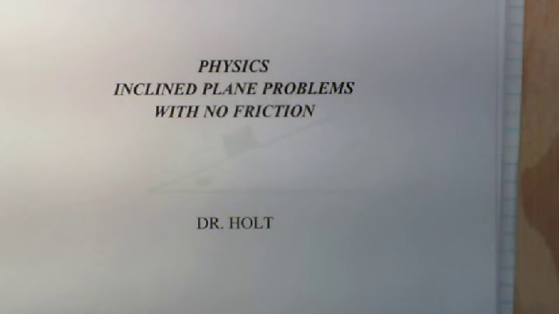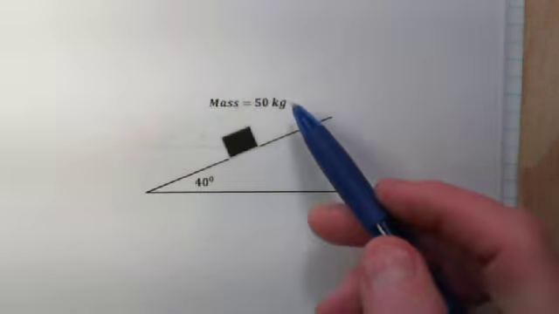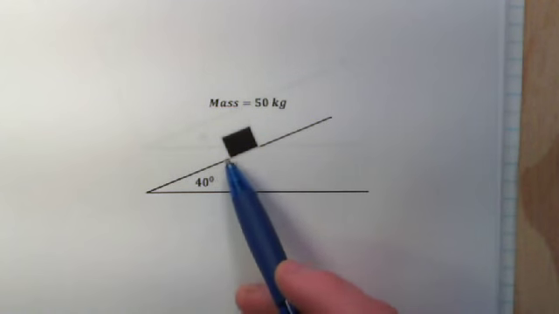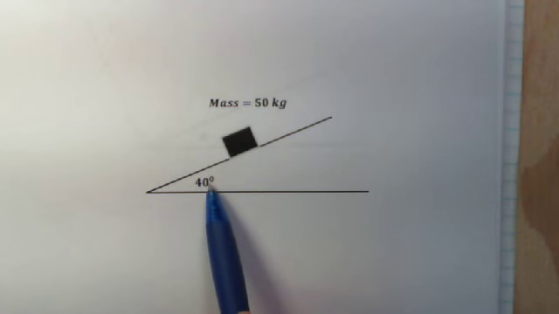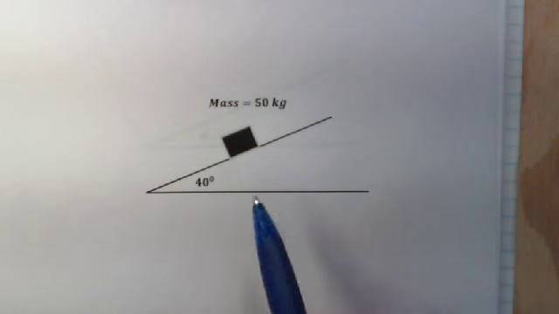Even when we get into friction, and I'll do another video on friction, it's really pretty much the same approach. The only difference is you've got to be a little bit more concerned about the normal force. So look at the problem here. I'm going to take a 50 kilogram mass sitting on the inclined plane, where the angle of the inclined plane is 40 degrees coming off the horizontal.